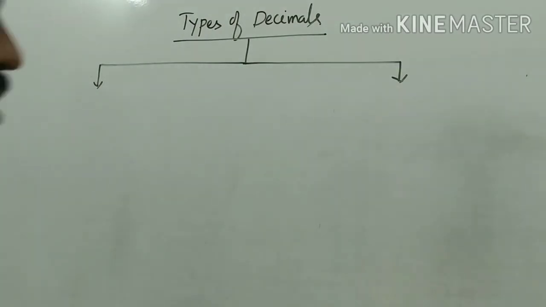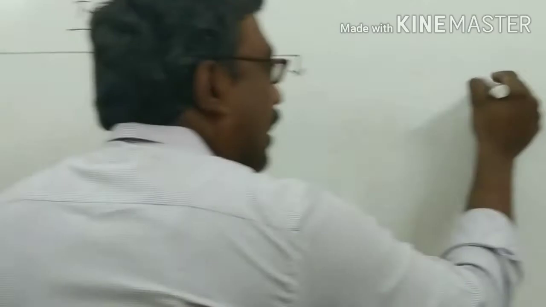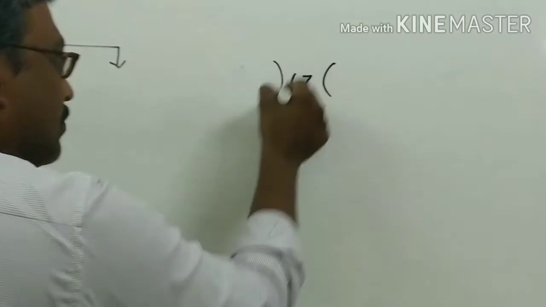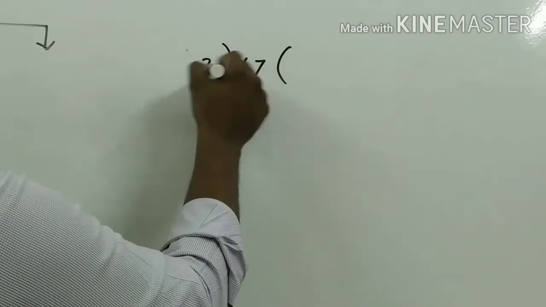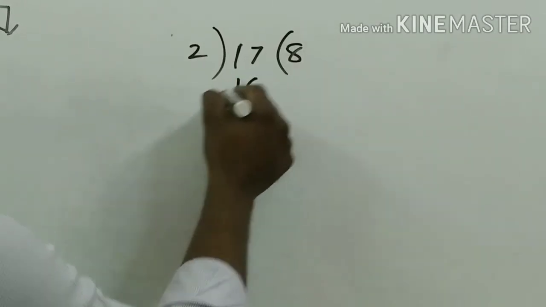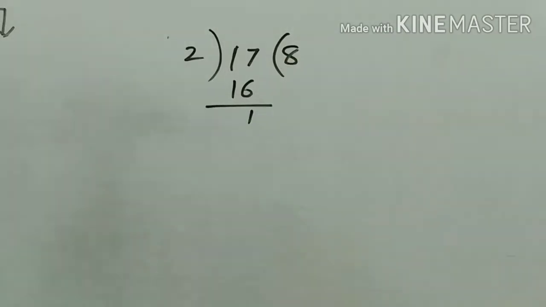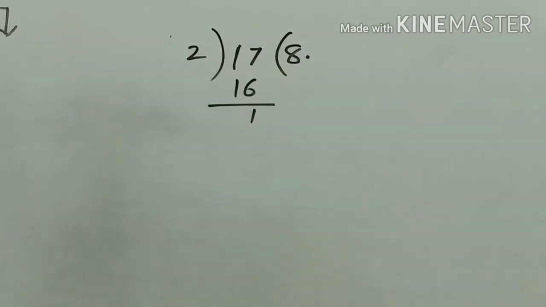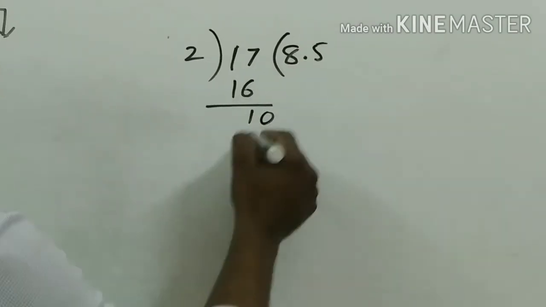One is how they are categorized. Suppose, as one example, I take the number 17. If you divide it by 2, 2 eights are 16, remainder 1. Then I place the decimal, and that's what we are discussing. 0, 5 twos are 10.